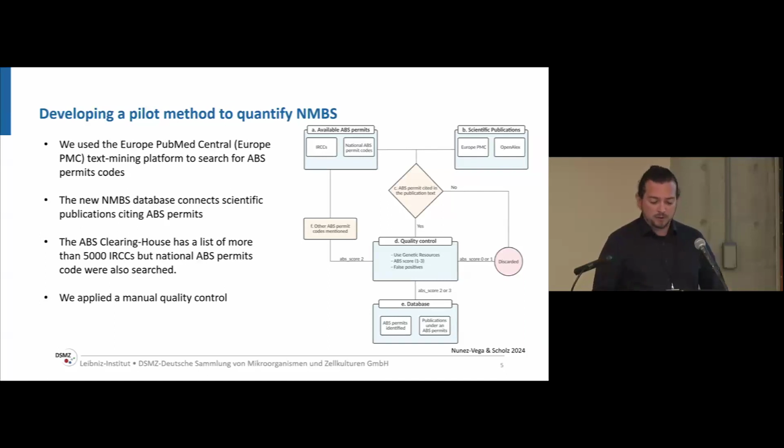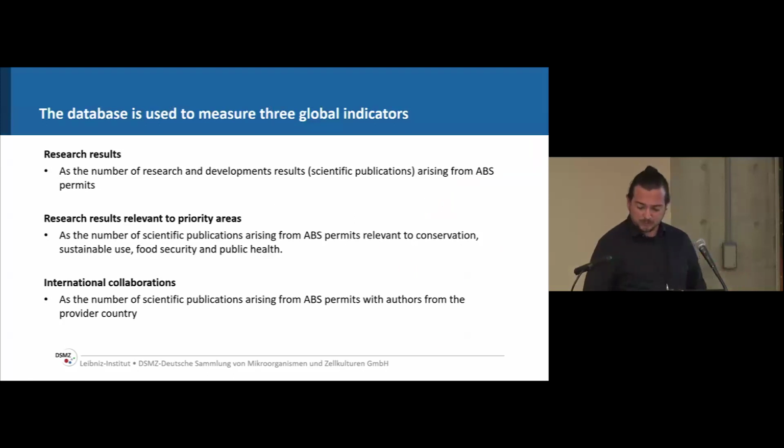But for countries that are part of the Nagoya Protocol, we also use national ABS permit codes. We apply a manual quality control, which is we make sure that the publication was using genetic resources and that the permit that we found in the full text is actually an ABS permit. So in order to make a proper connection in that sense.